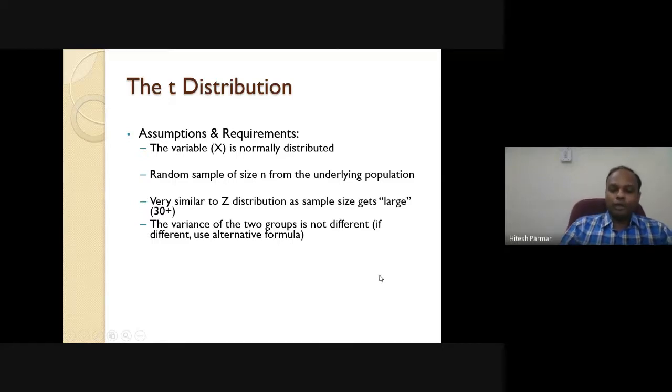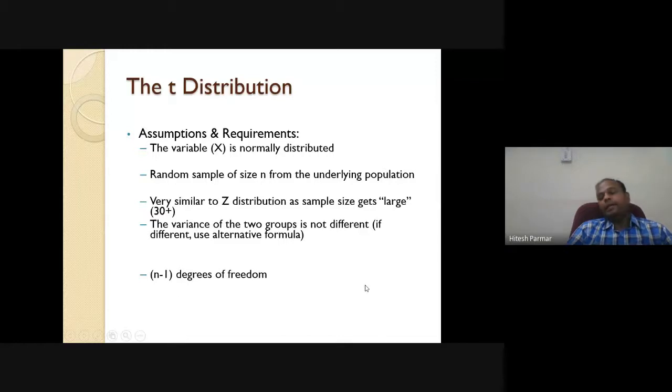So there are two formulas. Formula number 1 is applicable when the variance of the two groups is different. And formula number 2 is applicable when the variance of the two groups is not different. So it is a matter of whether to use formula number 1 or formula number 2. So we need to check whether the group variance is same or not. If same, then the software will use formula number A. And if different, then the software will use formula number B, like this.